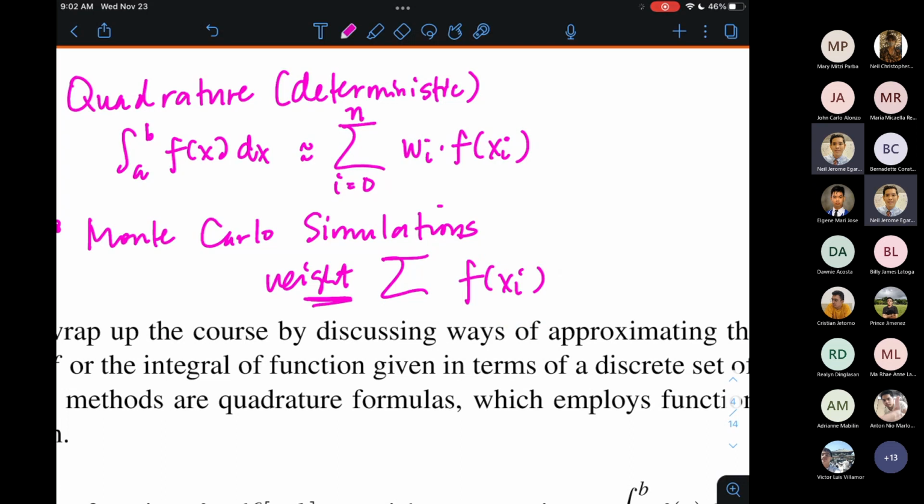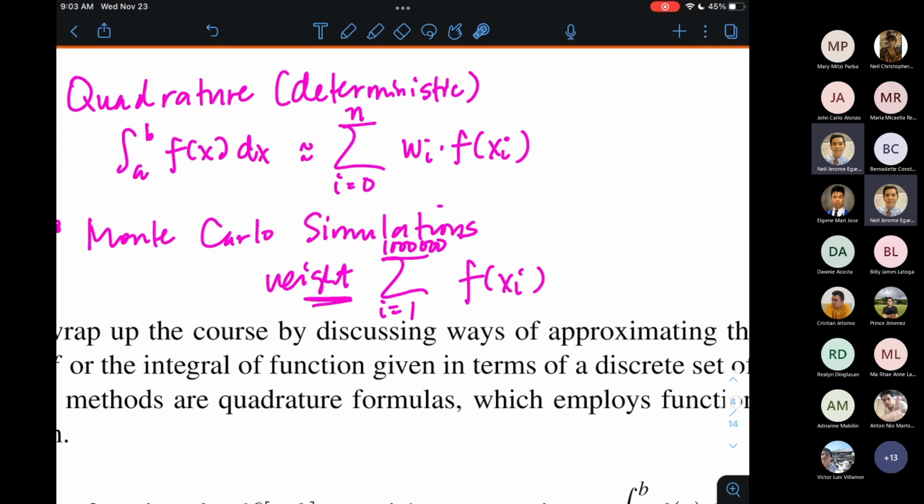Alright? You pick, for example, 1 million points, so i from 1 to 1 million. Then you just randomly pick the x_i. You take the function values of those random x_i, take the sum, multiply the sum by some weights, and then you'll get an estimate for the integral. But since there is no science to the choice of the x_i or the weight, usually the weight is just the length of the interval, or scaled by the number of points used.